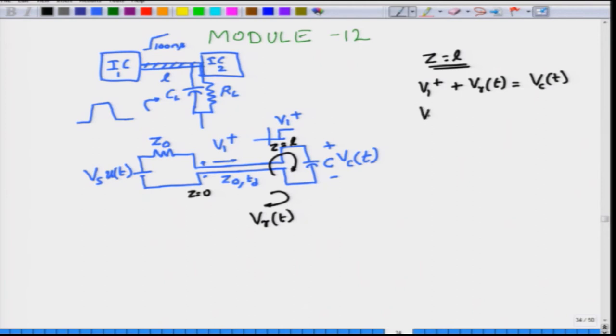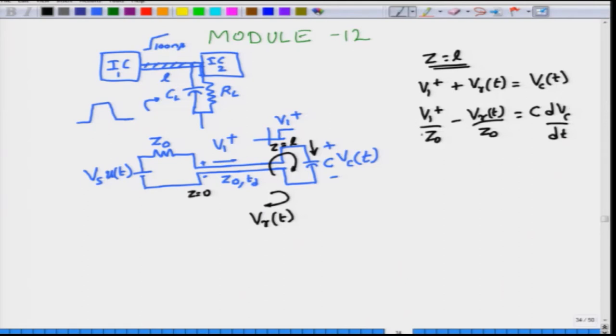What does KCL say? The line current, which is V1 plus by Z naught minus VR of t by Z naught. The minus sign is obviously because the reflected voltage is propagating in the opposite direction to the incident wave. This should be equal to the current flowing through the capacitor. But what is the current through the capacitor? That is C dVc by dt, right? The current through a capacitor is proportional to the rate of voltage change.